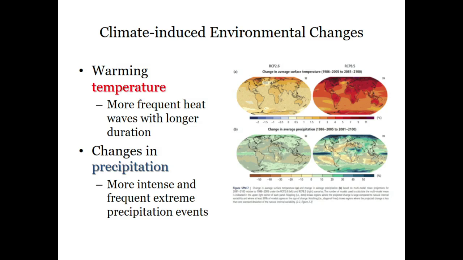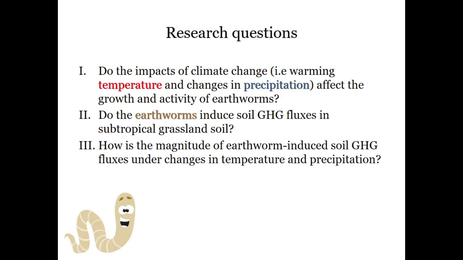And when we look at climate-induced environmental changes, warming temperature and changes in precipitation have been recognized by the IPCC as the major impact on tropical and subtropical regions. Therefore, heat waves and extreme precipitation events will be more frequent and intense in the future.